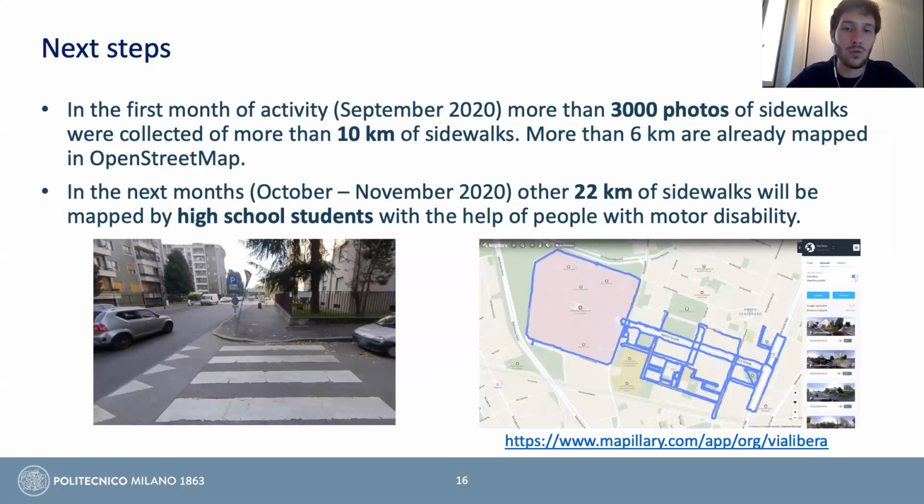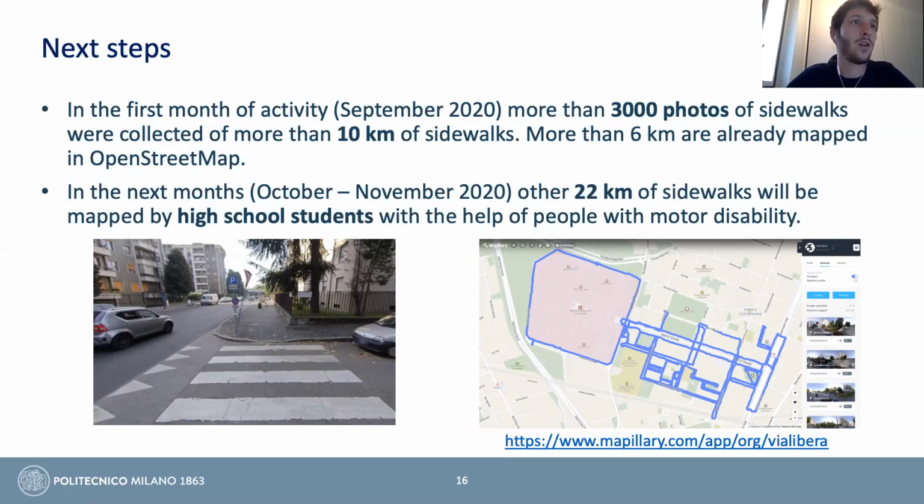We moved, due to this pandemic situation, to a new methodology that we found more useful and that reduces the time on the field. Since we just needed it once, we no longer use field paper, but we collect with a 360 degrees camera. We use Mapillary to collect and store these images, and we have this project, this organization, Via Libera, where you can find that we have already uploaded more than 3,000 photos, and more or less 10 kilometers of sidewalks are already mapped with photos.